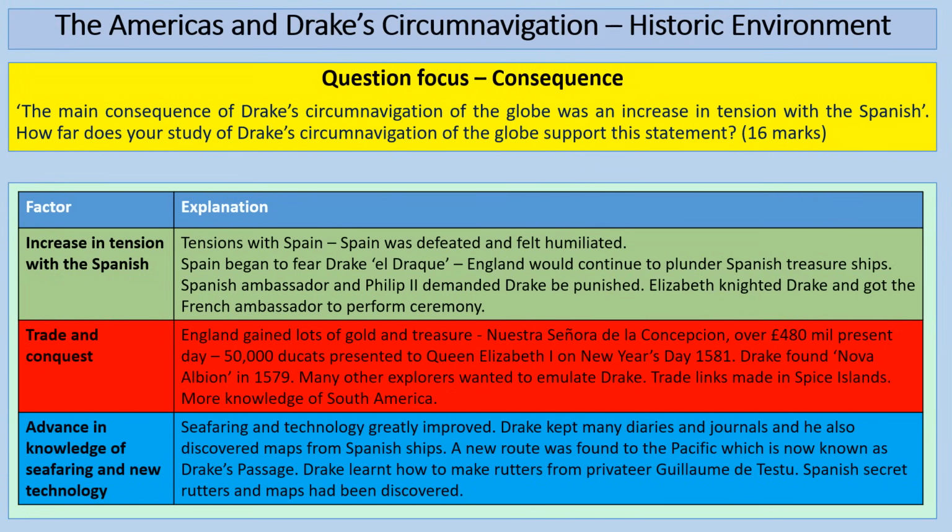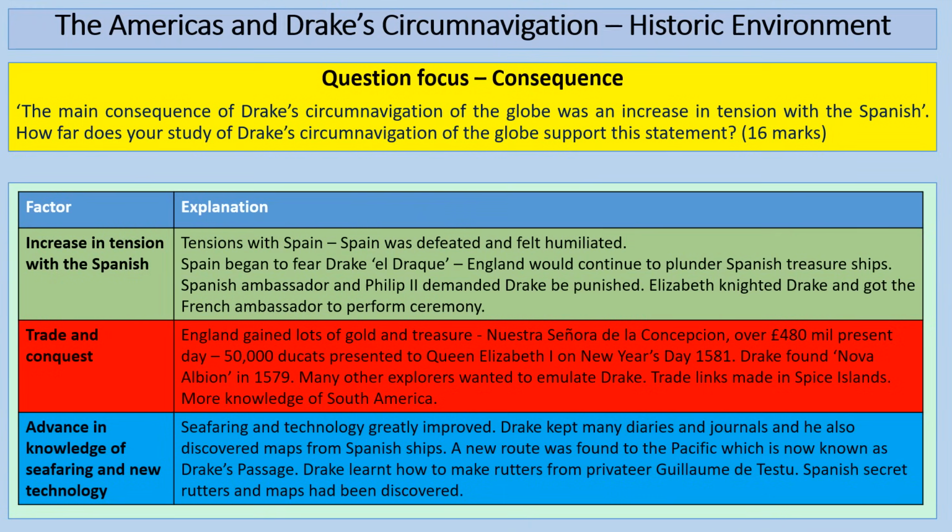Looking at a plan for this answer, thinking about those 3 different factors, talking about the consequence being an increase in tension with the Spanish, you could talk about how Spain felt defeated and humiliated. The Spanish ambassador was really angry. Spain began to fear Drake as El Drake. I think that's a lovely piece of knowledge. And going back to what I said about the idea of a killer fact, that's exactly that, isn't it?